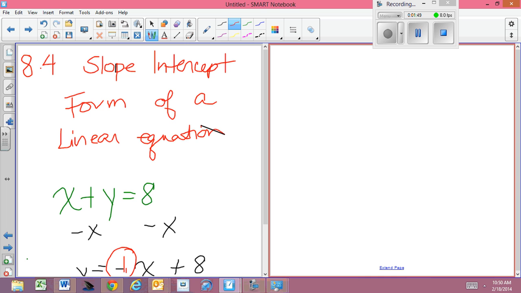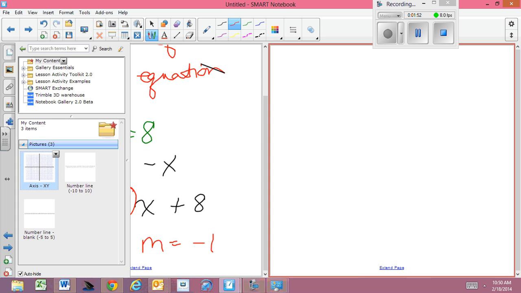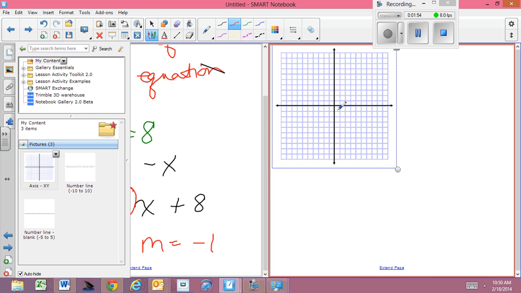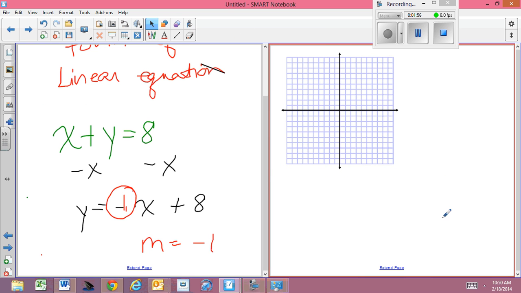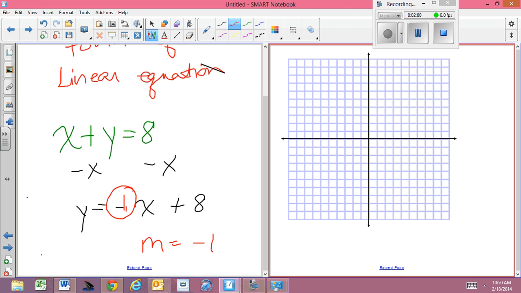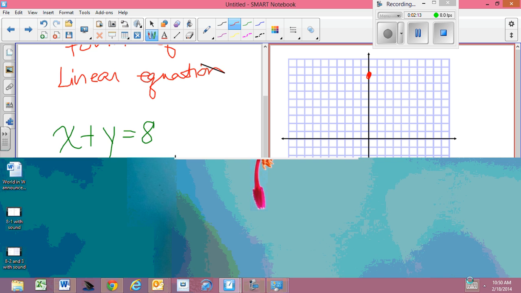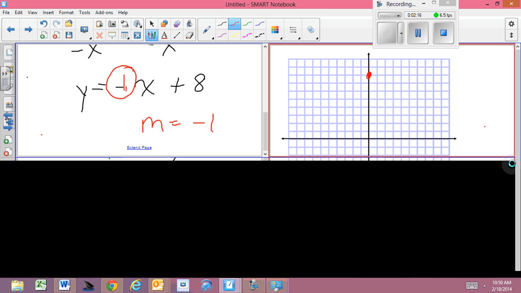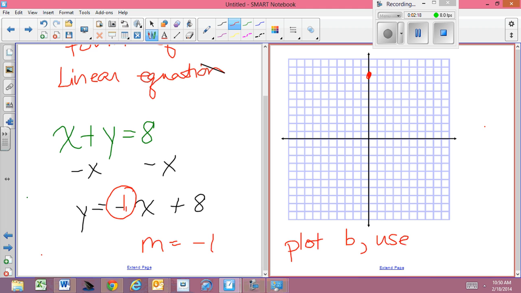If I then wanted to use this information to easily graph it, I have my slope and I have my y-intercept. Remember, the y-intercept is the point where the line crosses the axis. So if the y-intercept is 8, this line is going to cross the y-axis up at +8. Once you plot the y-intercept, then you can use the slope to find other points.